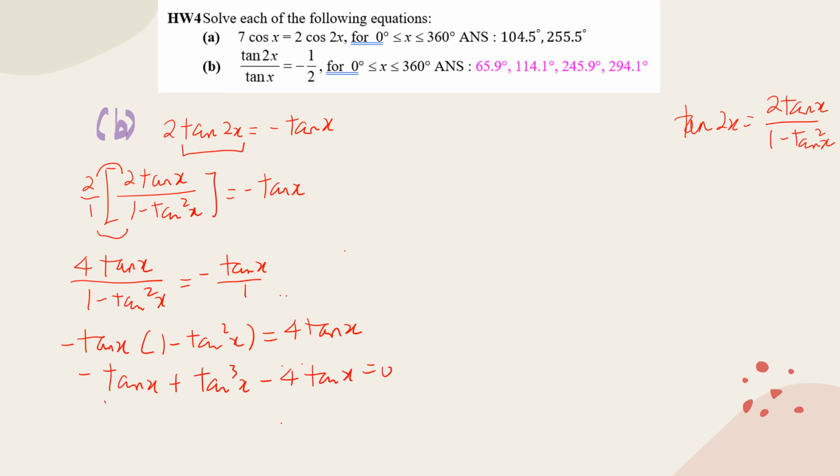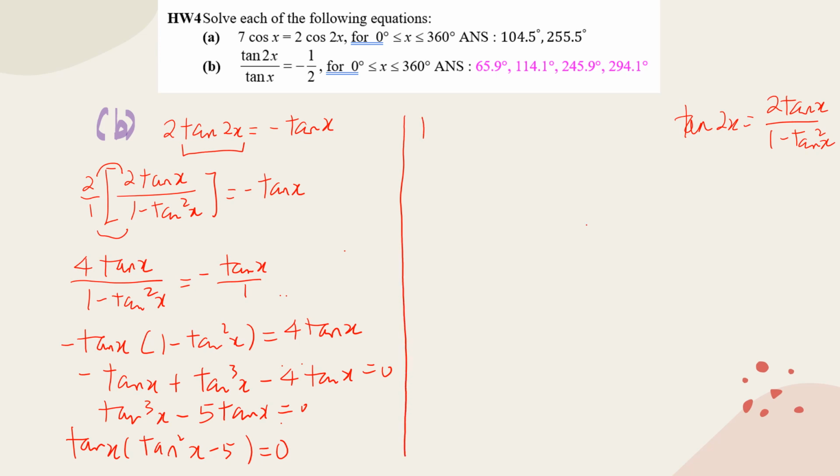Simplify first. So you will end up getting tangent cube x minus 5 tangent x equals 0. And tangent x is a common factor, so you can just factorize it. And we can apply the zero product rule. So you have tangent x equals 0 or tangent square x equals 5. Alright, so tangent square x equals 5 means your tangent x can be positive or negative square root 5. Alright, so now we have 2 trigo equations to solve. To solve a trigo equation, we always have to find alpha. Make alpha your best friend forever.